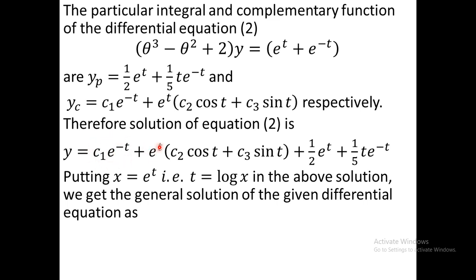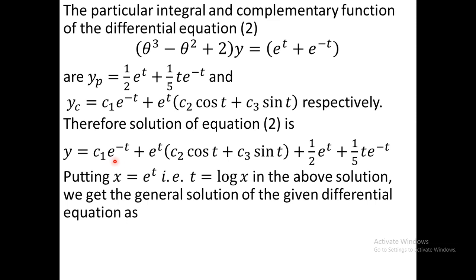Here this will be x, here c2 cos of log x, c3 sin of log x, so c1 by x plus x, c2 cos of log x, c3 sin of log x plus half e to the power t, that means x, so here half x plus 1 by 5 e to the power minus t, that means 1 by x, that is 1 by 5x, and in the place of t there will be log x.